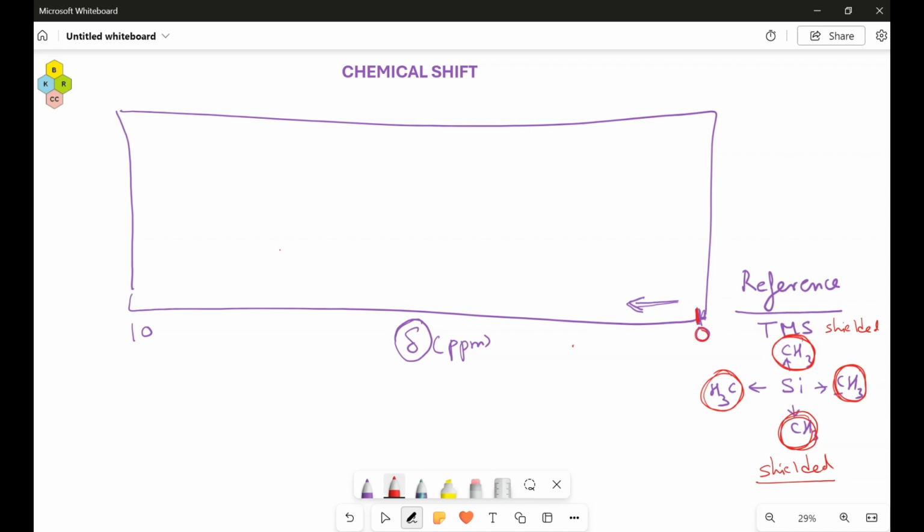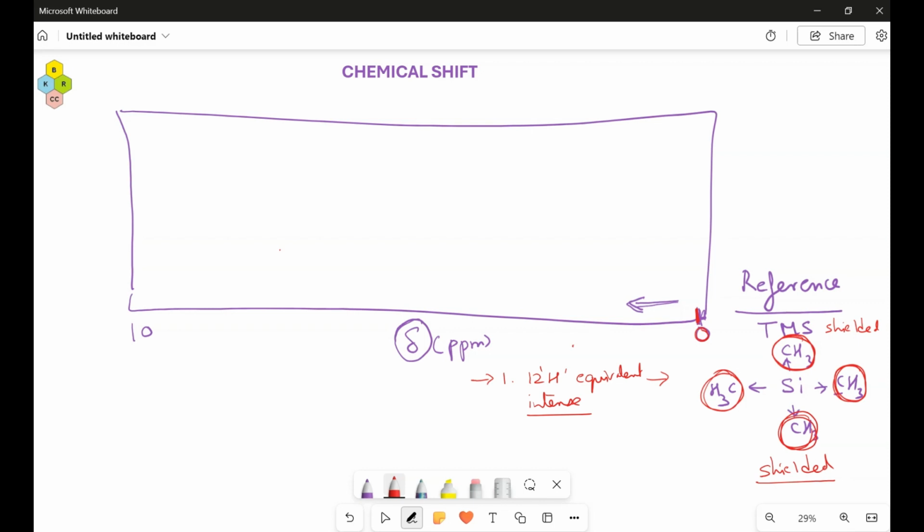Fixing TMS as reference not only requires this shielding, it has other advantages so that it becomes the commonly used reference in proton and carbon NMR. The first advantage is that here you have 12 hydrogens. All the 12 hydrogens are equivalent, so I get an intense signal at 0 delta. I'm fixing the TMS at 0 and I get an intense signal at 0, so it will never be missed.